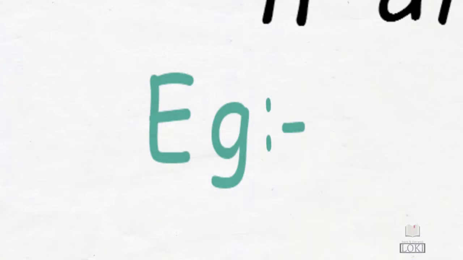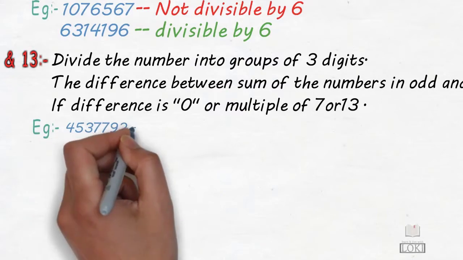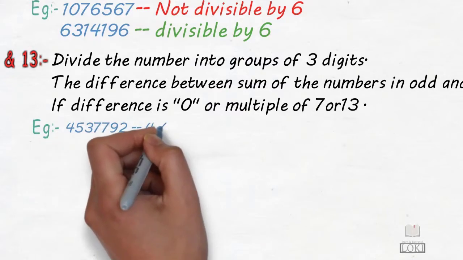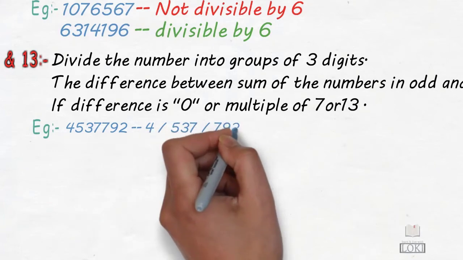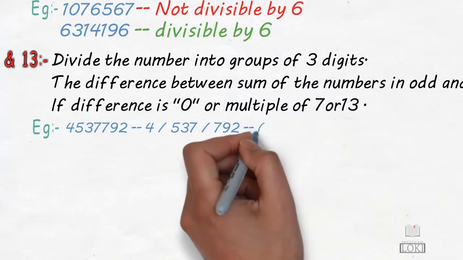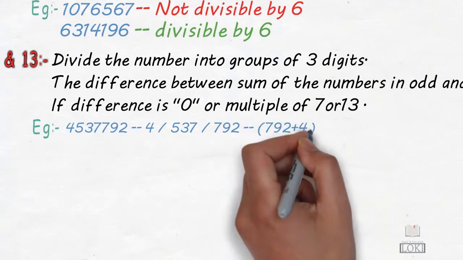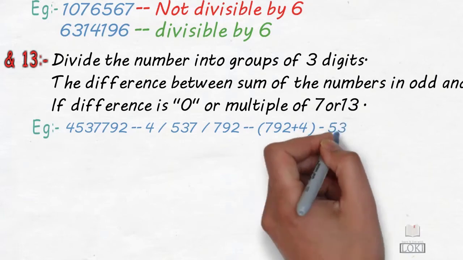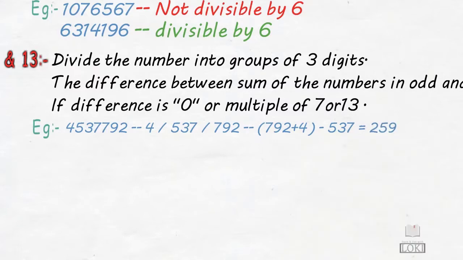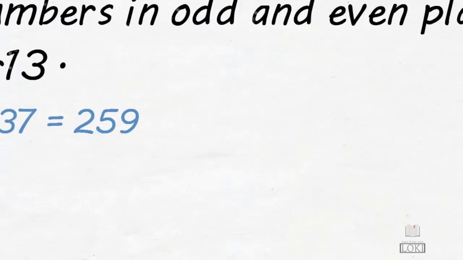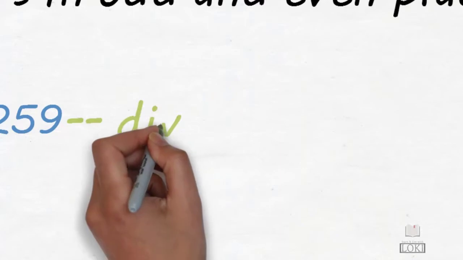Here we see 4, 5, 3, 7, 7, 9, 2. We need to divide this into groups of 3 digits. We need to start from the right. So 792 is a group, 537 is a group, 4 is a group. The 792 and 4 are in odd places. So we need to add all the odd place numbers, 792 plus 4, and we need to add all the even place numbers, 537. After that we need to find the difference between those numbers.